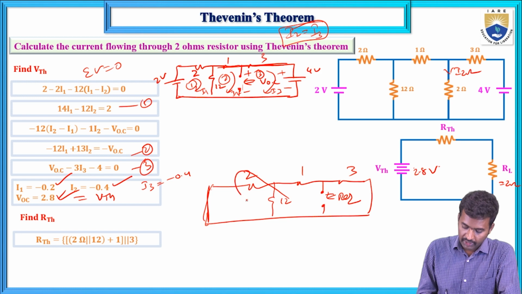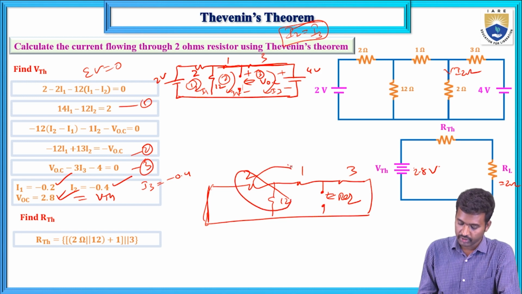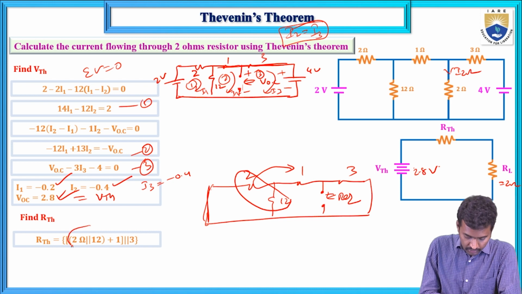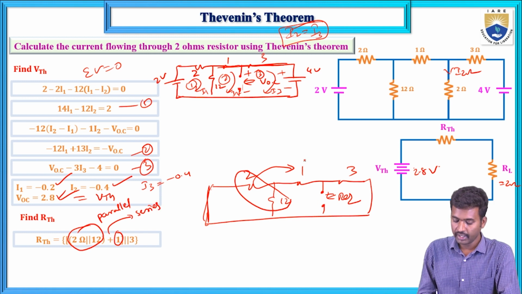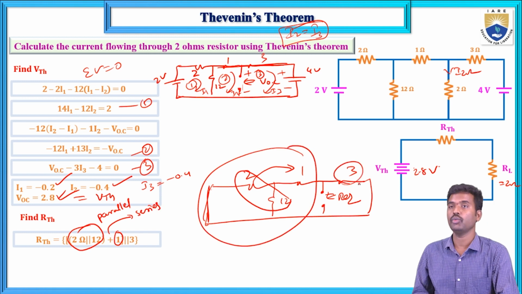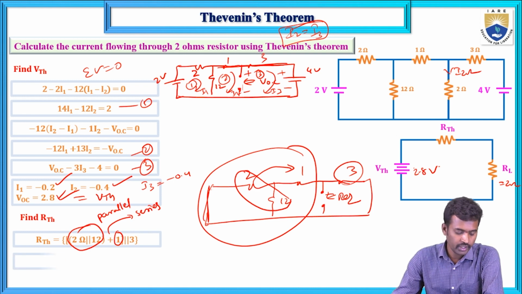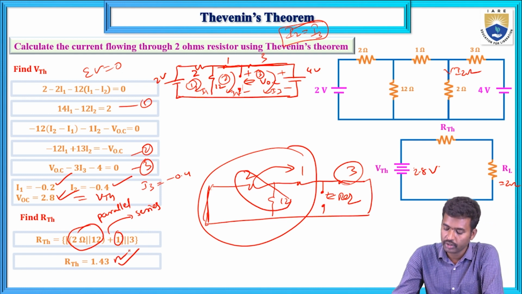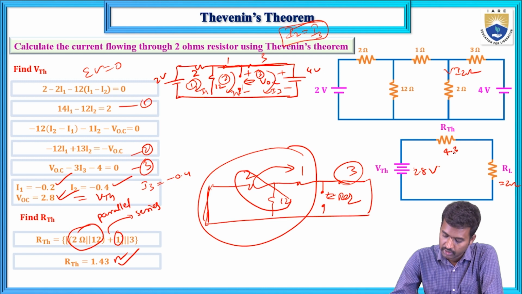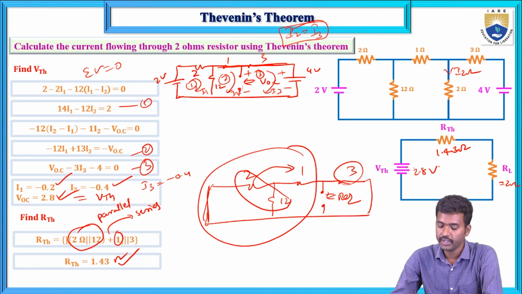Now see the calculation. The 2 and 12 ohm resistors are connected in parallel, and this combination is in series with the 1 ohm resistor. Then this entire circuit is in parallel with the 3 ohm resistor. The simplified result equals 1.43 ohms, which is RTH.